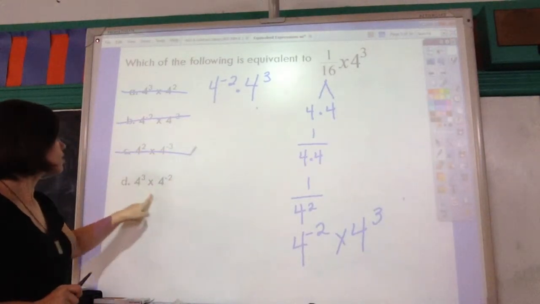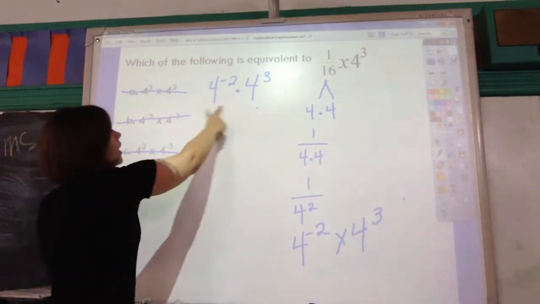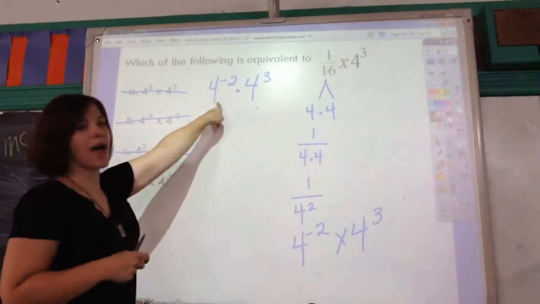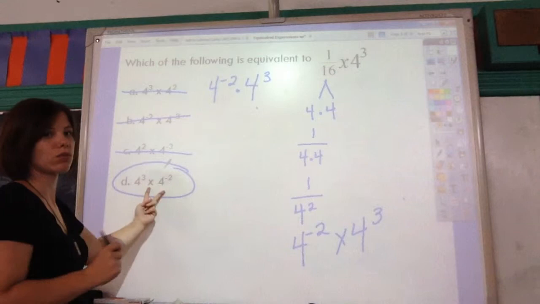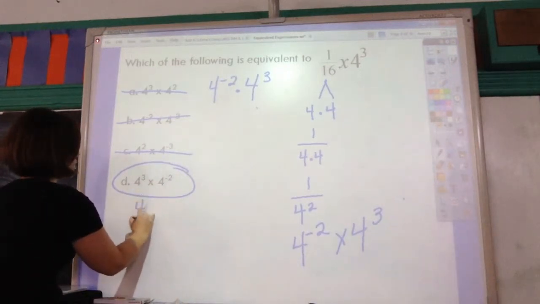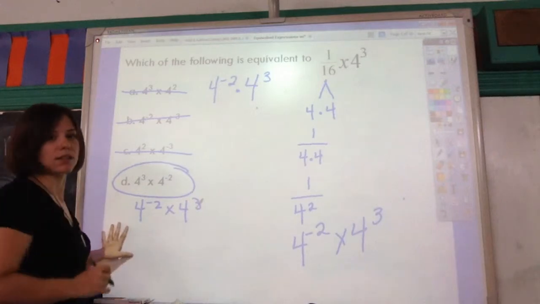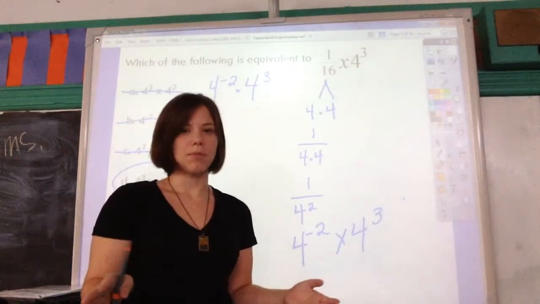4 to the third times 4 to the negative 2. 4 to the third, I have. 4 to the negative 2, I have. This is my answer. It does not matter that these two things were written backwards. I could rewrite this as 4 to the negative 2 times 4 to the third, and it's exactly the same thing. So that one's my answer choice. I'm going to stop talking. It's time for you to practice.